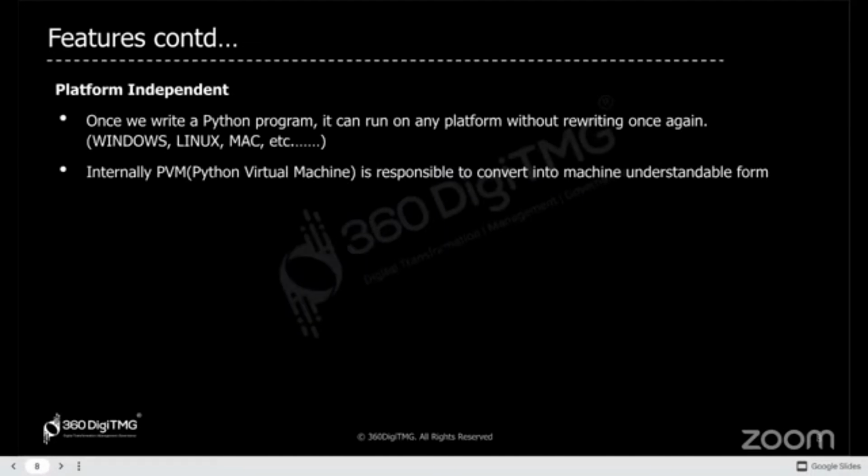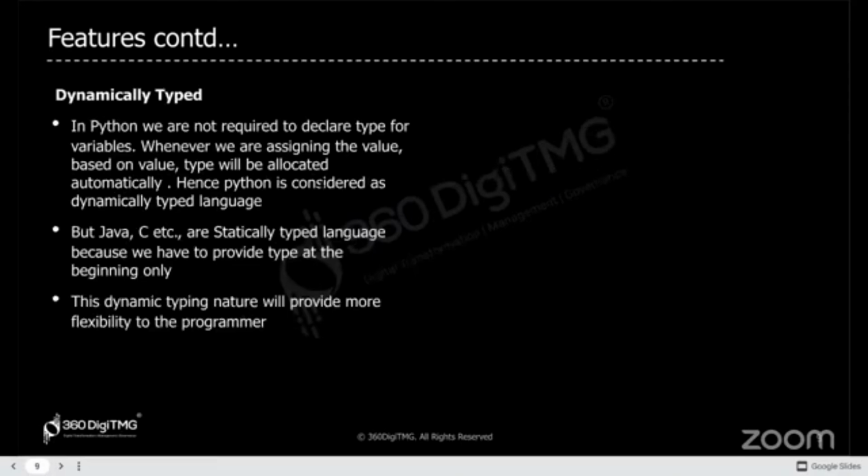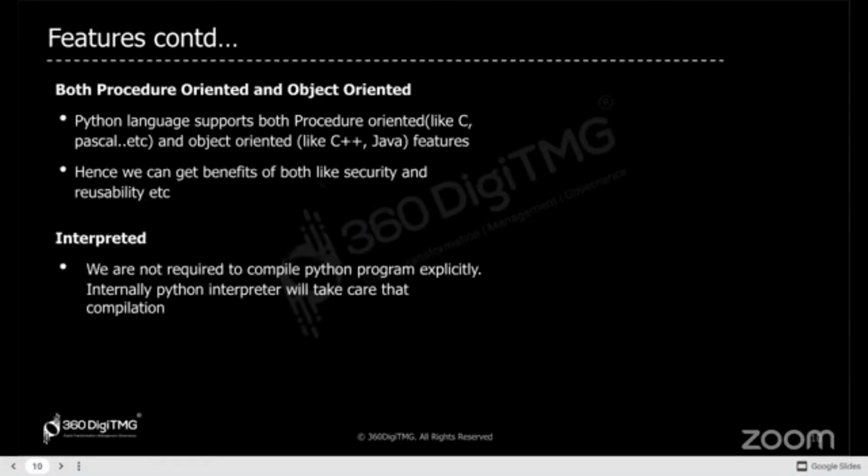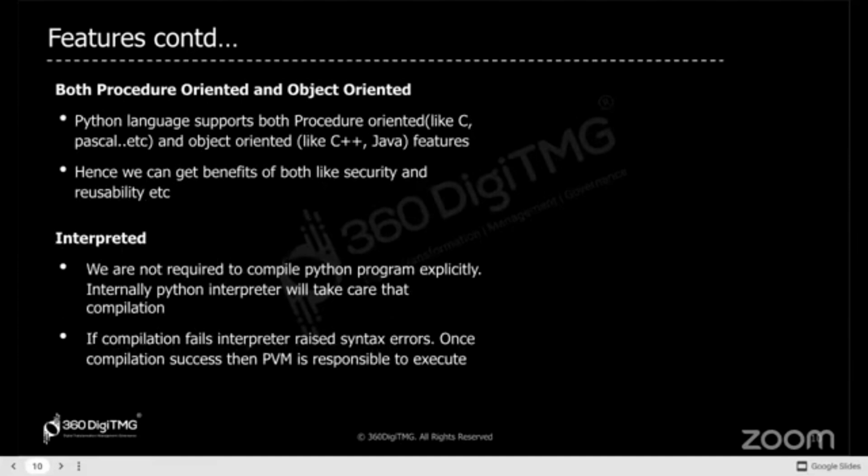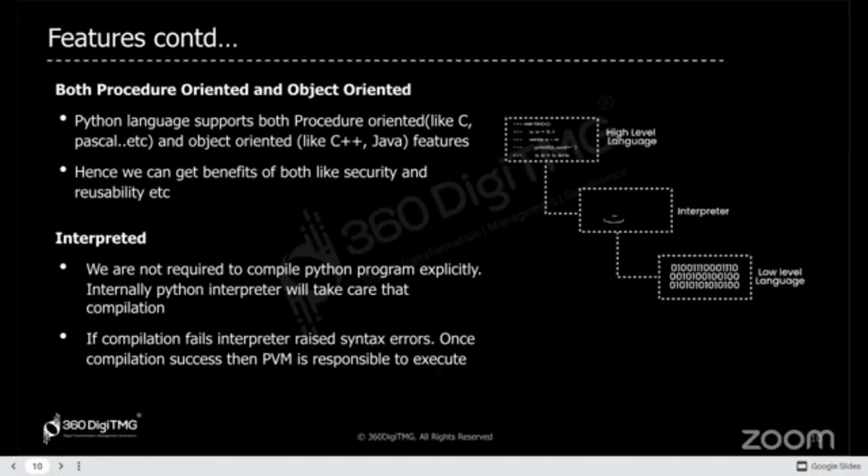Python virtual machine, it will take care of everything. If compilation fails, the interpreter raises syntax errors. Once the compilation is successful, then the Python virtual machine is responsible to execute. It will execute the statement.